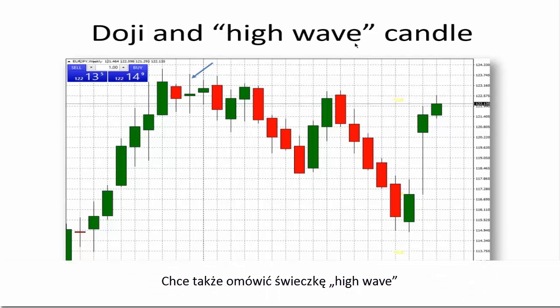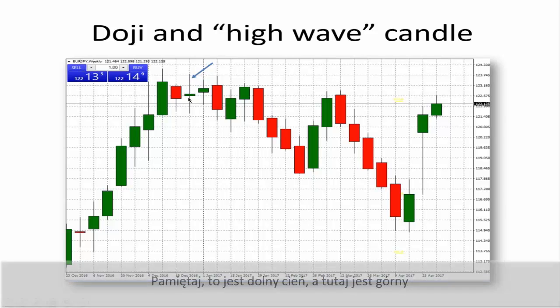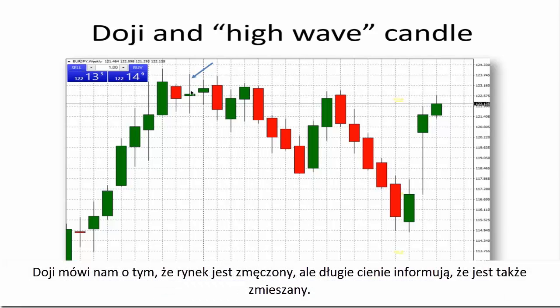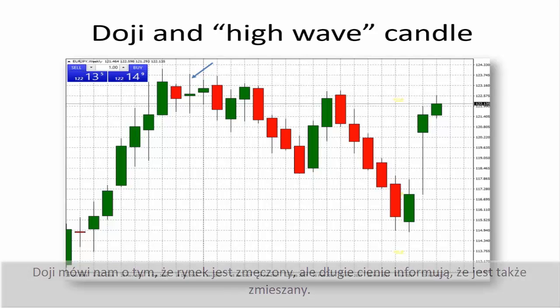And I also wanted to discuss this. It's a high wave candle. A high wave means it has a long lower and upper shadow. Remember, there's the lower shadow, and that's the upper shadow. And what this means is that the doji is telling us the market's tired, but the long upper and lower shadow is also echoing that by telling us the market is confused.